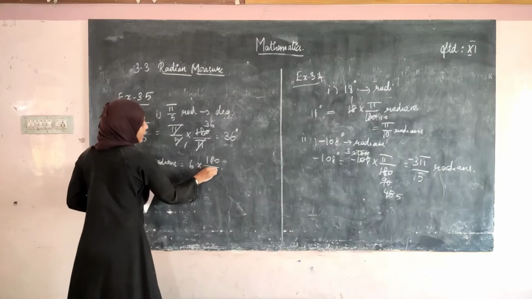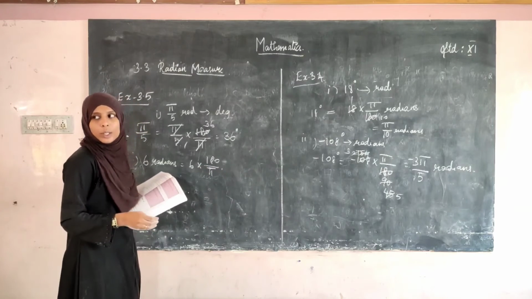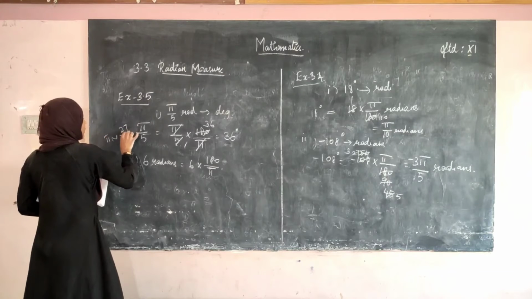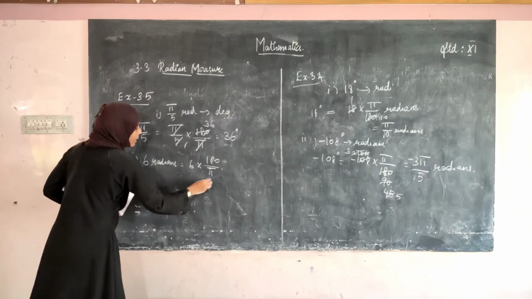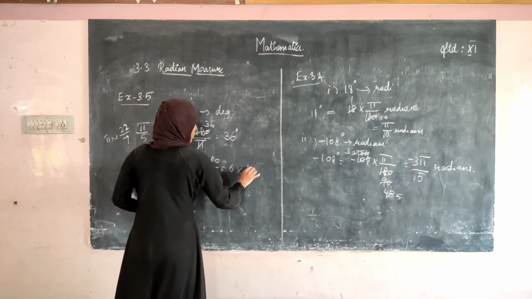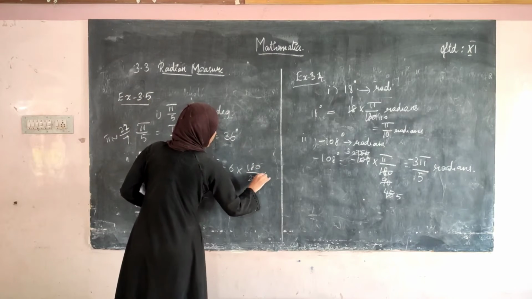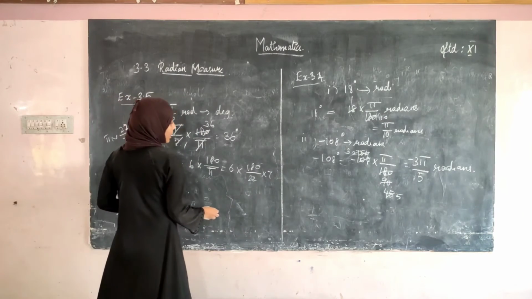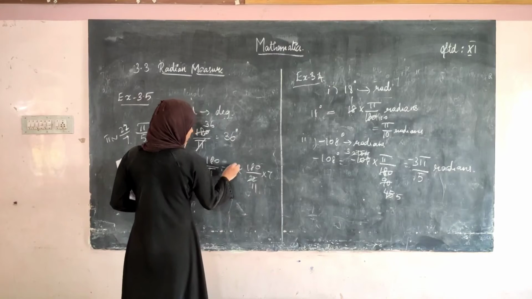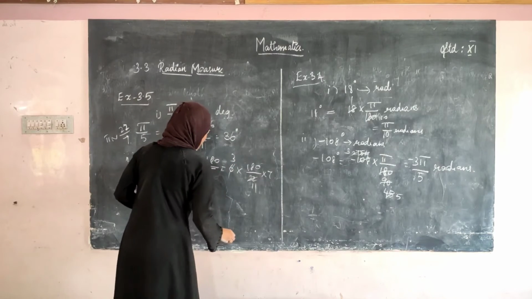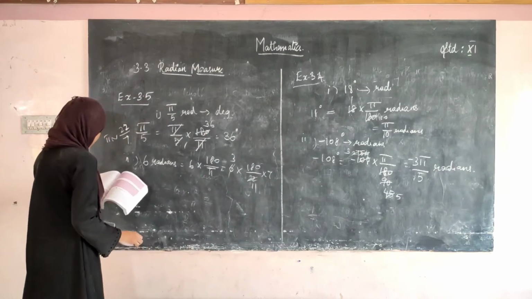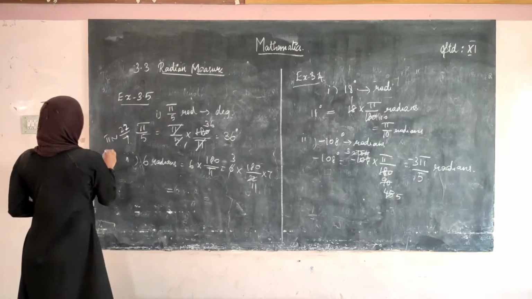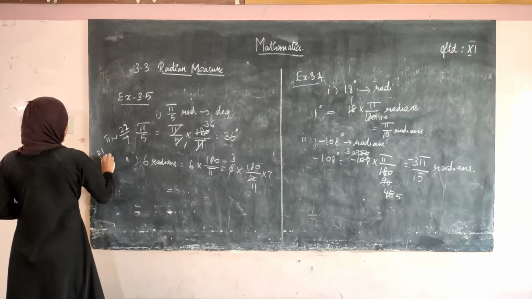In degrees, pi should not remain. So we know that pi's value is 22 divided by 7. So use that: 6 into 180 divided by 22 divided by 7. So the 7 comes up. Okay, and then 11. This is 3. So this is equal to 7 threes are 21, 21 into 18.